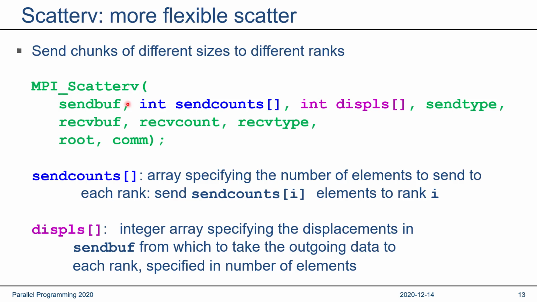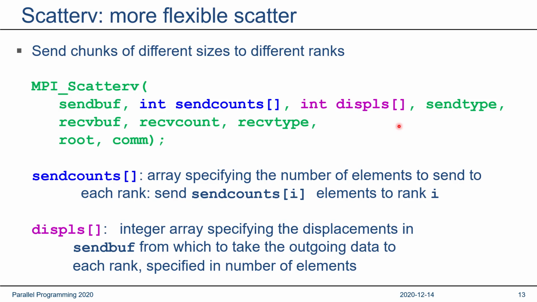So we need a send buffer, which is relevant for the sender only, so the root. Send counts is an array specifying the number of elements to send to each rank. So rank I gets send counts of I elements, and the contents of send counts could be different for every I. So this is the unique property of scatter V. These chunk sizes can be different.